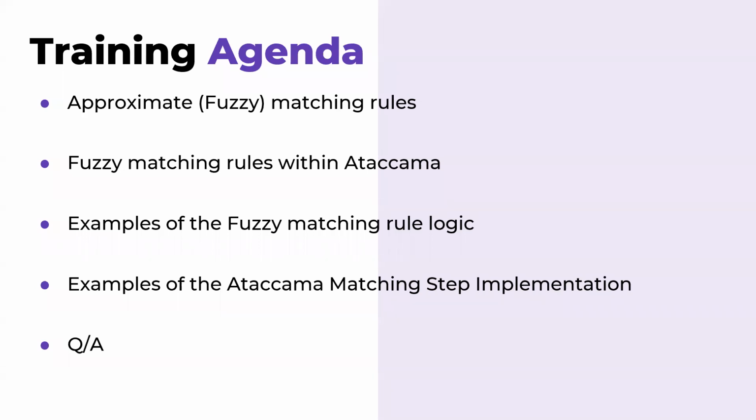In terms of the training agenda, first we'll focus on specific approximate or fuzzy matching rules. Then we'll discuss the fuzzy matching rules within Ataccama and look at specific examples of the fuzzy matching rule logic, after which we'll look at examples of the Ataccama matching step implementation. Then I'll open up the floor for questions and answers.